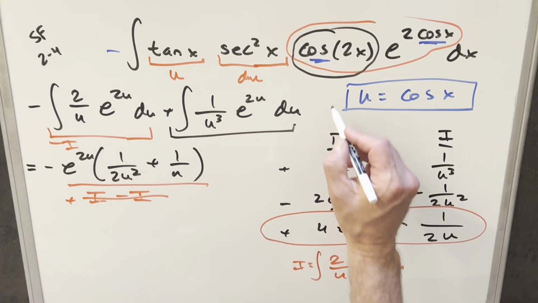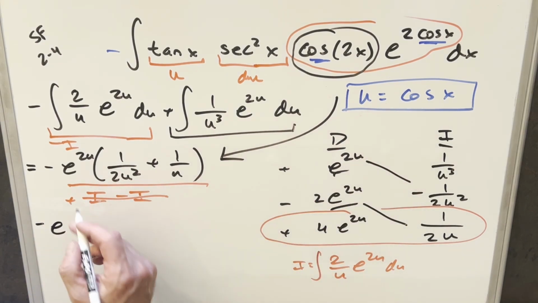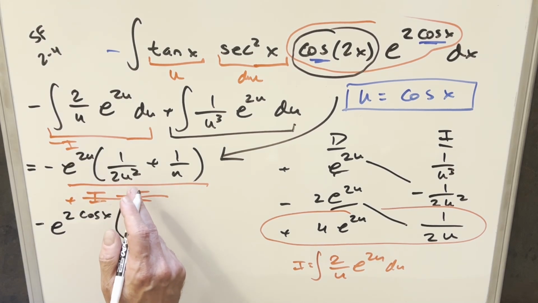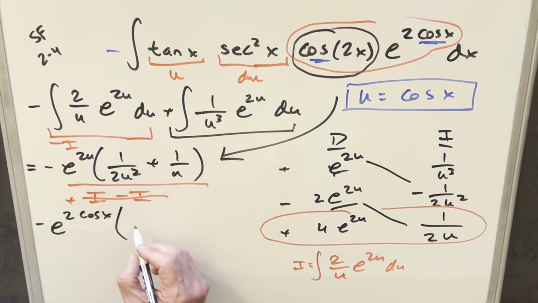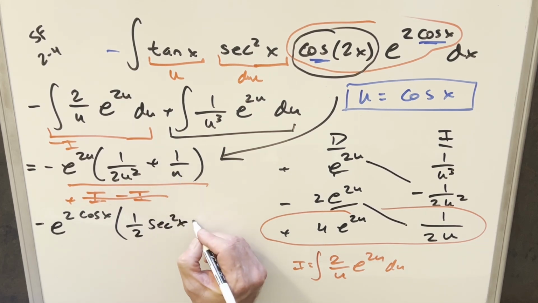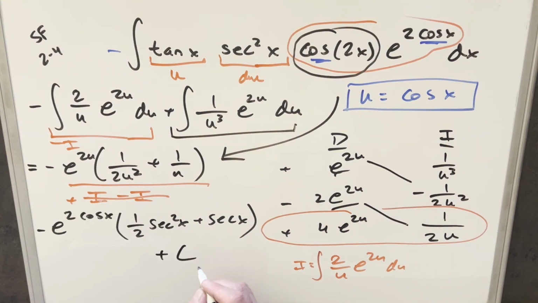So then all I need to do is just back substitute in order to finish this off. So what's going to happen is we have minus e, bring in u as cosine, so we're going to have 2 cosine x. Then with cosines in the denominator, I can write it as secant. So for this first piece, I can write this as half secant squared x. And this one's just going to be plus secant x. Add a plus c, and that's it.